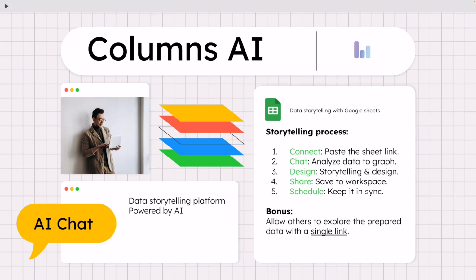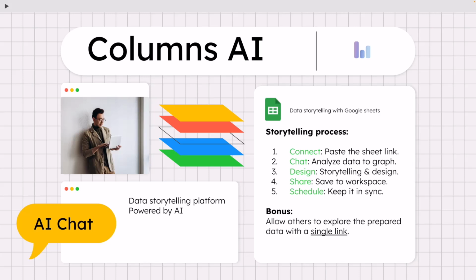This is the standard storytelling process. Let me explain. Step 1, you connect your spreadsheets. Step 2, you chat with the connection. By chatting, you analyze the data in a visual way. Step 3, you pick one design and start storytelling. Storytelling includes styling, changing the theme, adding annotations, adding shapes, adding widgets. All kinds of creative tools you can use to make the story outstanding.